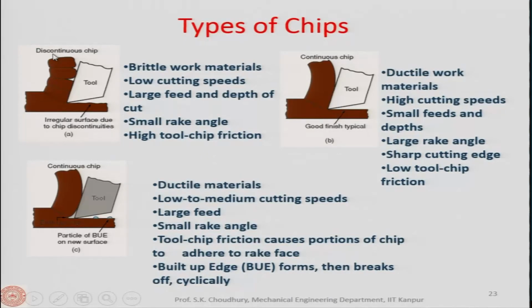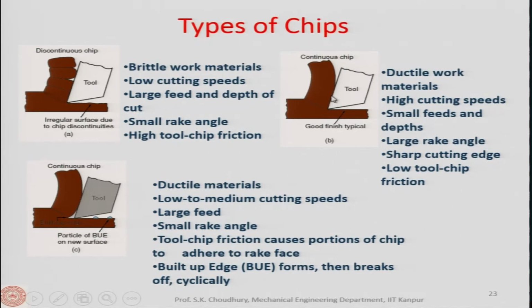And you can improve the process by improving some of the parameters. So, we will start from here. One type of chip is the continuous chip. A continuous chip occurs when the workpiece material is ductile particularly. Other factors which affect the formation of the continuous chip are high cutting speed, small feeds and depth of cut, large rake angle, and a sharp cutting edge, which cannot be rounded off. Also, low tool-chip friction, that is, the coefficient of friction between the rake face of the tool and the chip should be low.